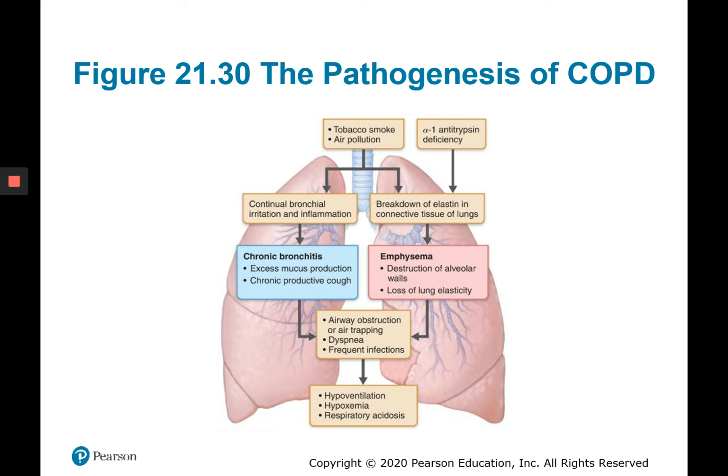There would be airway obstruction, trapped air, difficulty breathing or air hunger, and frequent pulmonary infections are common in those with COPD. Hypoventilation, meaning also hypercapnia and the buildup of CO2 in the blood, difficulty getting oxygen to tissues, and the buildup of hydrogen ions in the blood are common in those who suffer from COPD, whether it's chronic bronchitis or emphysema.